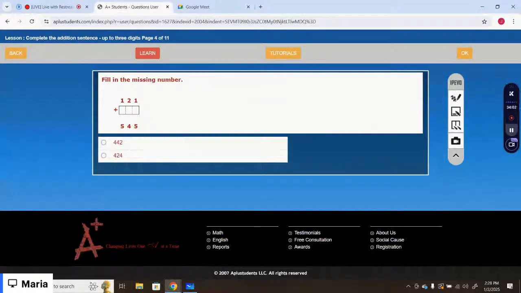Fill in the missing number. 121 plus the missing number equals 545. So which is the correct option?